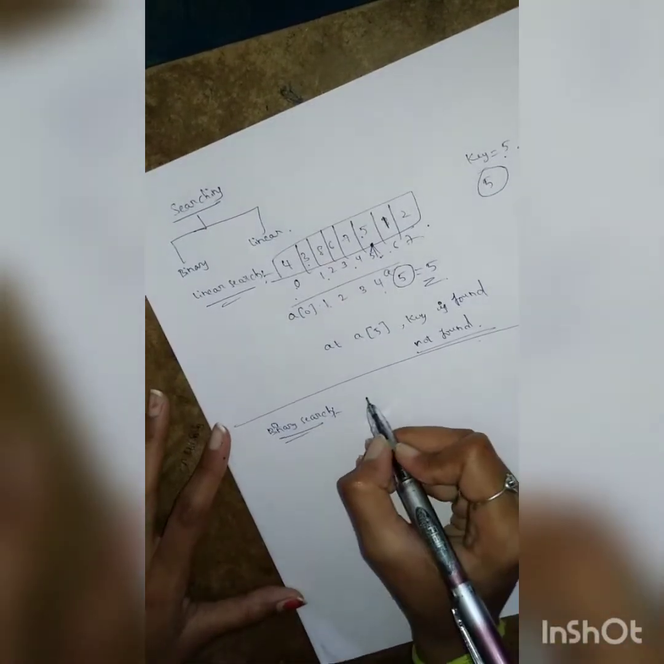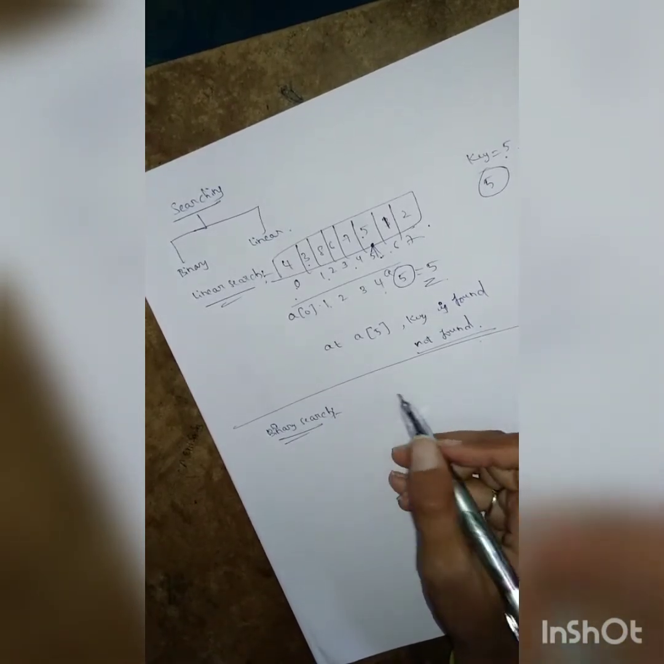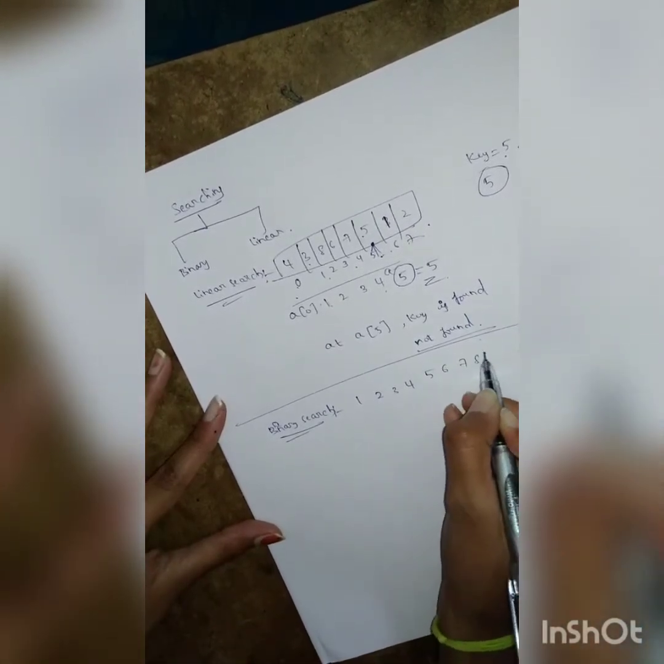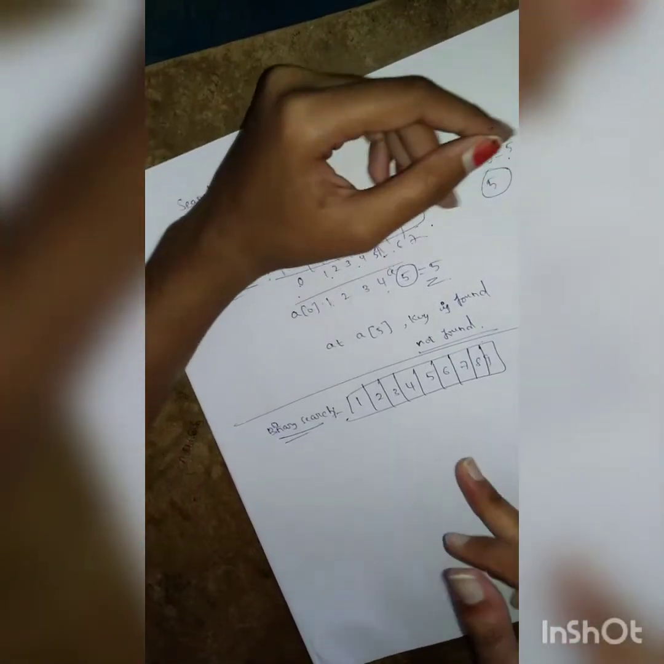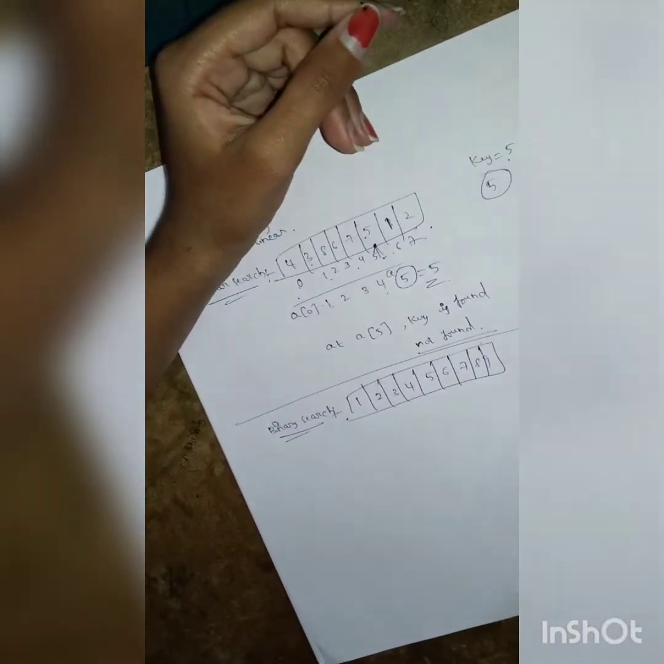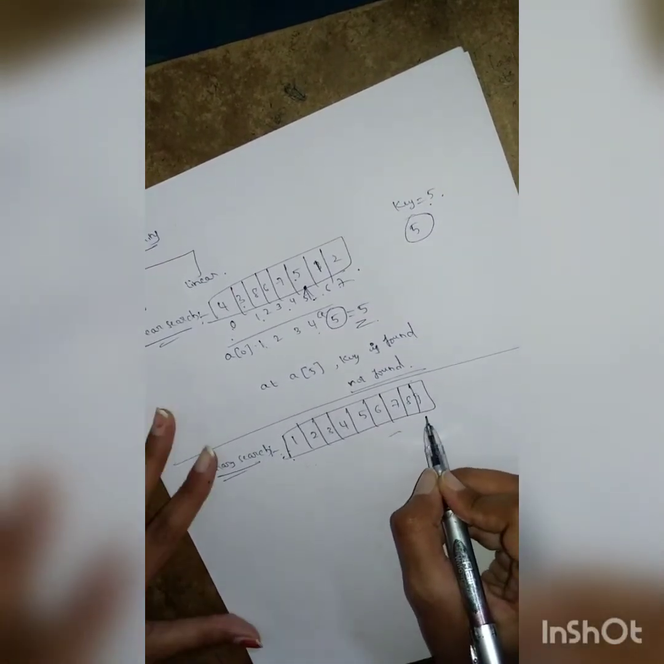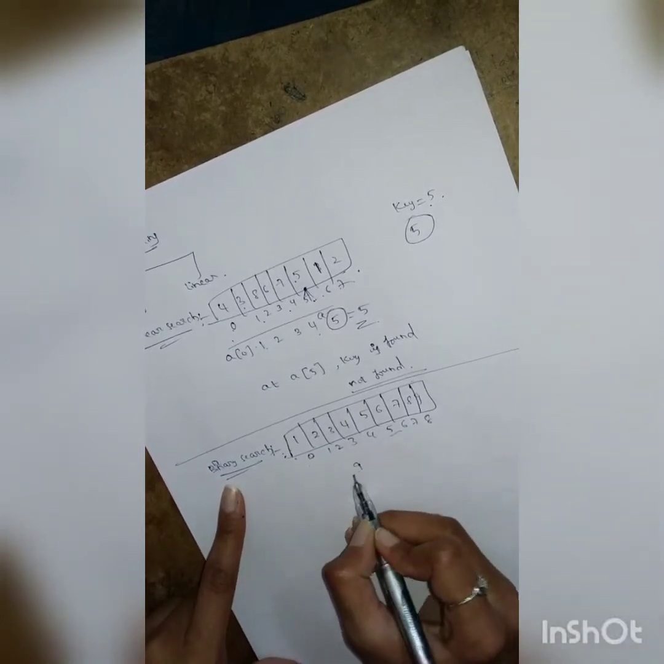Binary searching, one thing is elements must be in sorted order. So let's take the elements like 1, 2, 3, 4, 5, 6, 7, 8, 9. Elements must be in sorted order. If they are not in the sorted order, we need to sort the elements and then search for the element. So for now we take the elements in the sorted order itself. In binary search, this is 0, 1, 2, 3, 4, 5, 6, 7, 8, 9 elements.